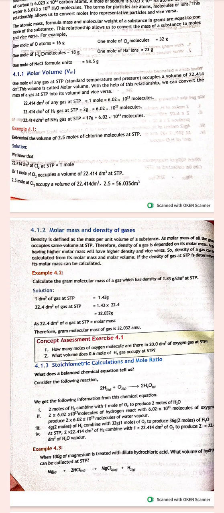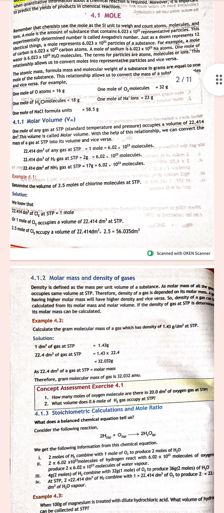Now we have 1 mole of oxygen atoms, 16 gram, and 1 mole of oxygen O2 molecules, 32 gram. So this is how we represent the moles.